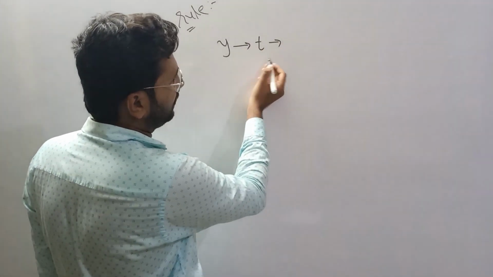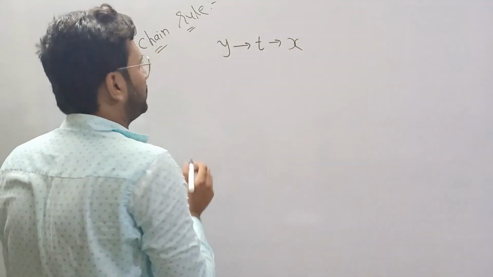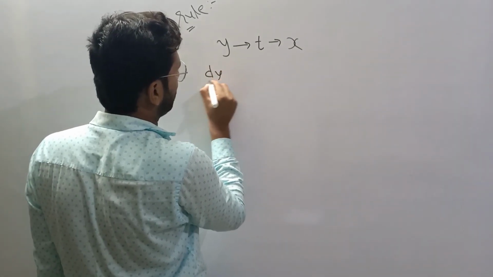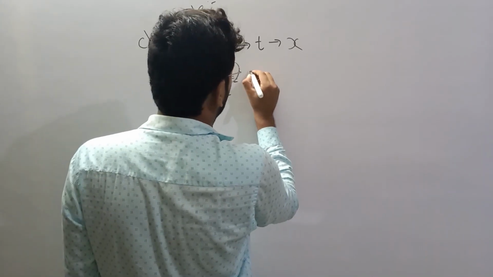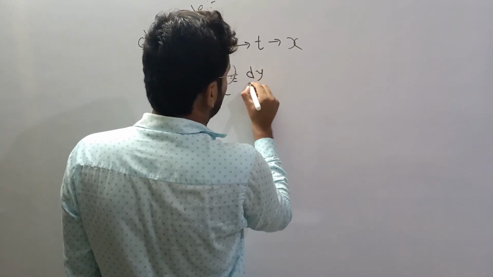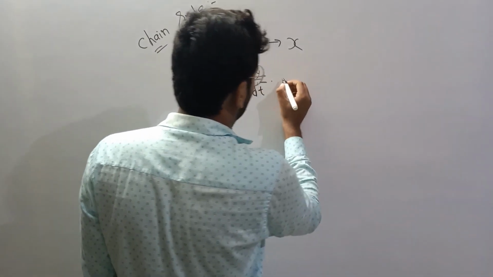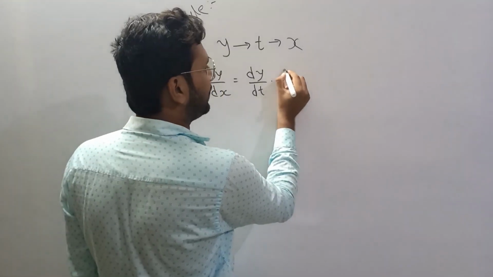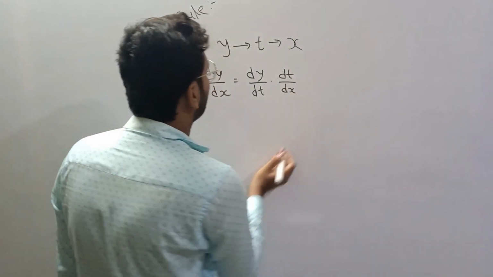When y, t is a function of x, at that time we apply the chain rule. Suppose we want the derivative of y with respect to x. So here we will have to take the derivative of y with respect to t, and we have to multiply the derivative of t with respect to x.